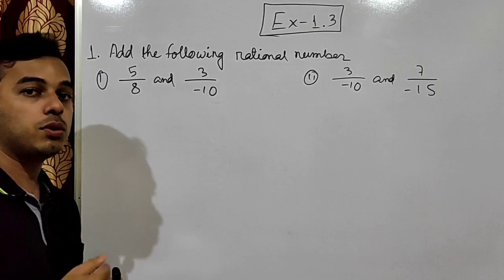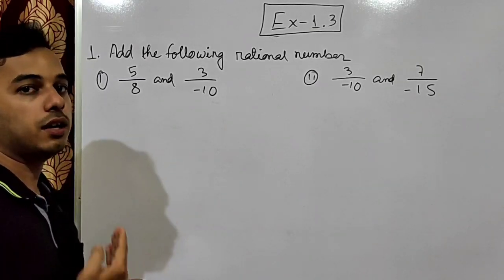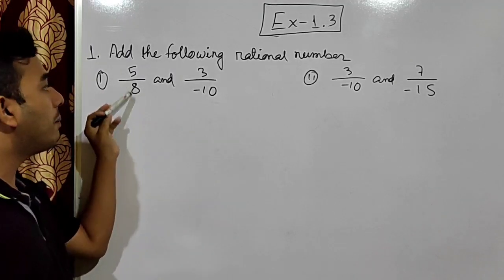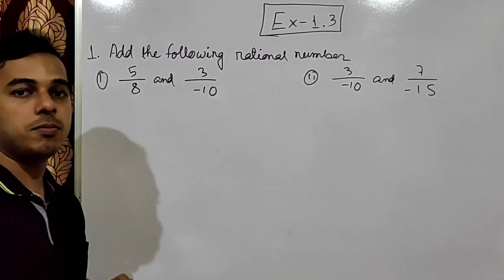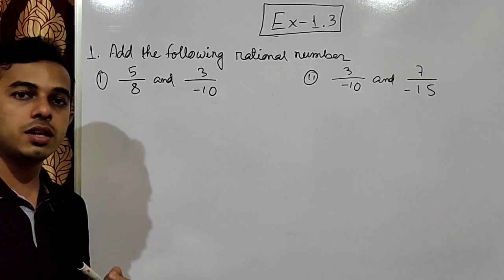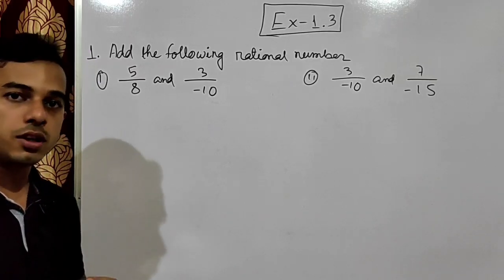Now what we have to do is make the denominator positive. This is the denominator, right? Here in 5 by 8, 8 is the denominator. In 3 by minus 10, minus 10 is the denominator. We made the denominator positive in our previous class also, right? So how do we make the denominator positive? By taking minus common. So let's start.